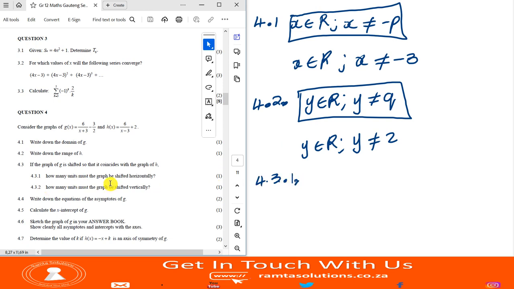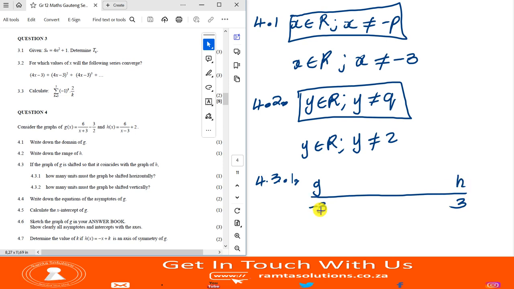4.3.1, how many units must it be shifted horizontally? They're giving us this shifting step by step for it to coincide. Remember, when they say horizontally, they mean moving leftwards or rightwards. g has shifted to the left by 3 units, but h has shifted to the right by 3 units. So one is at -3, one is at 3. This is g, and this one is h.